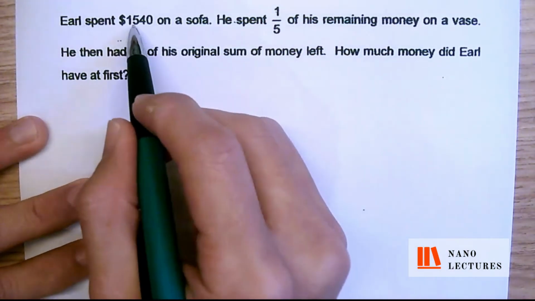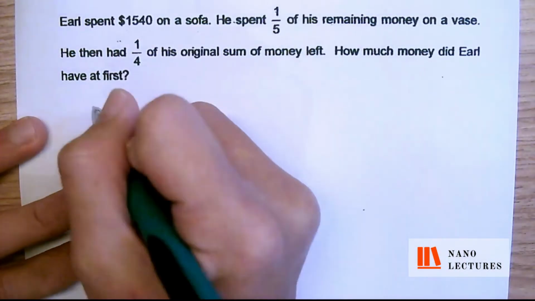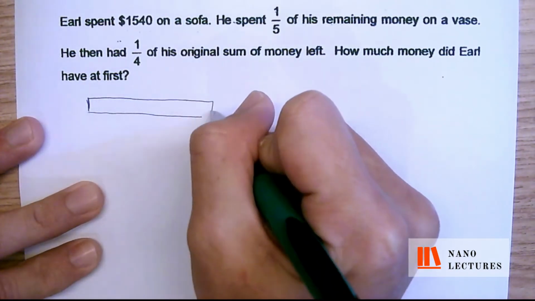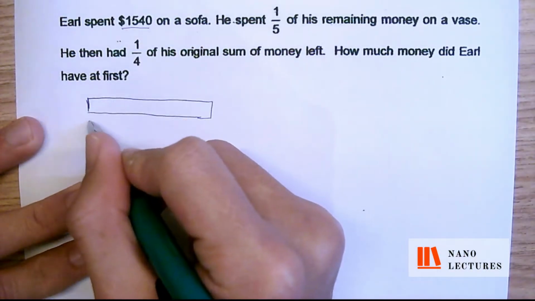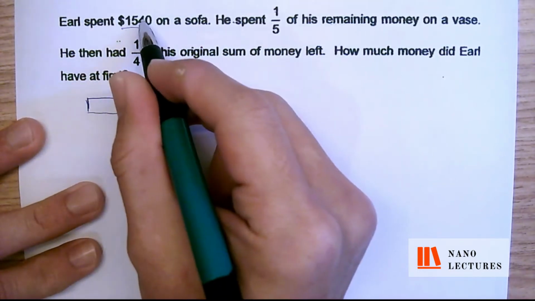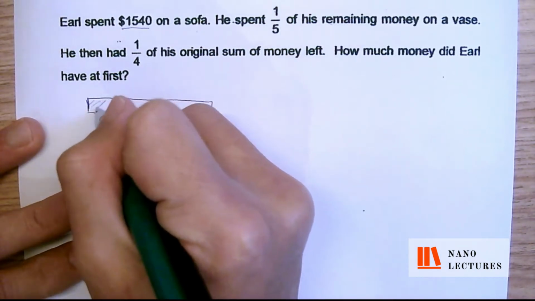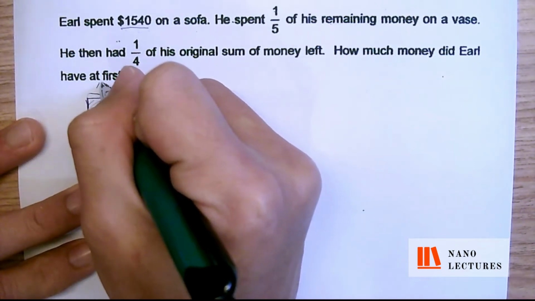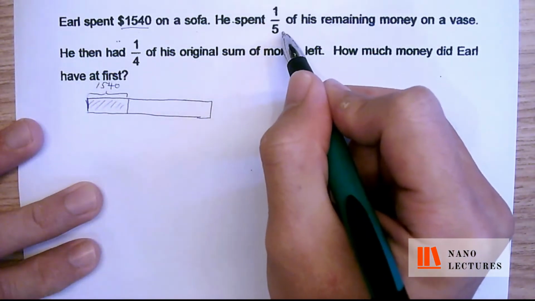They told me that Earl spent 1,540 on a sofa, and then got some remaining money, right? Okay, I'm going to draw one long bar to signify all the money that he has. So he spent this much. I do not know what portion of this long bar represents 1,540, but I don't care. I'm going to cut it out, shade it, and put this as 1,540.